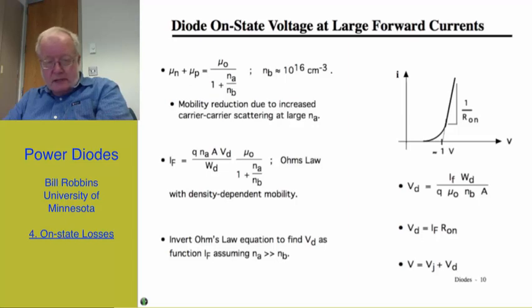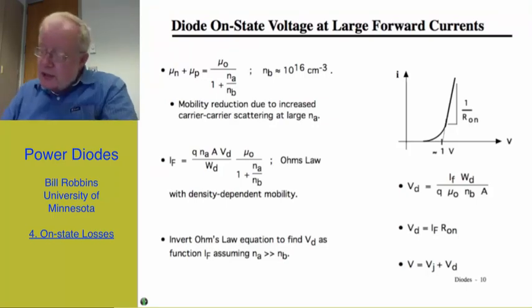The mobilities are not constant. Their low-level values, mu naught, are the sum of mu n plus mu p at low doping levels, 10 to the 14th or so. But from an empirical viewpoint, we know that the mobilities decrease as we increase the excess carrier density or we increase the doping levels. The empirical formula is that mu becomes inversely proportional to the excess carrier densities when the excess carrier densities reach a value on the order of 10 to the 15th to 10 to the 16th. If we put that density-dependent mobility into our equation for the forward current and the drift region voltage, this is the equation that results.